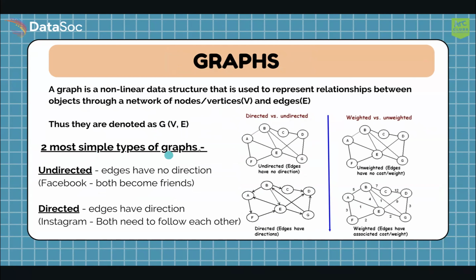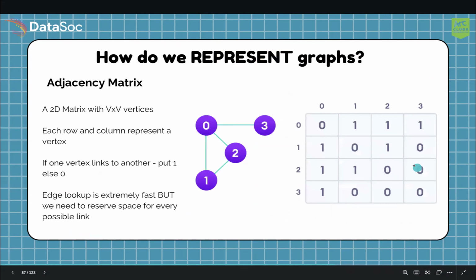The two most simple types of graphs are undirected and directed. Undirected is when the edges have no direction. An example would be Facebook, where if someone sends you a friend request, you both become friends. Directed means the edges have a certain direction, which would be something like Instagram, where you both need to follow each other to be following each other. There are also weighted and unweighted graphs, where the weight is sort of the cost to travel from one node to another, but we'll not concern ourselves with that right now.